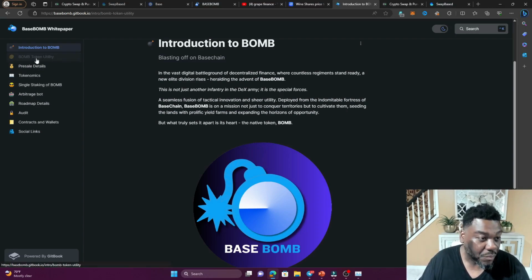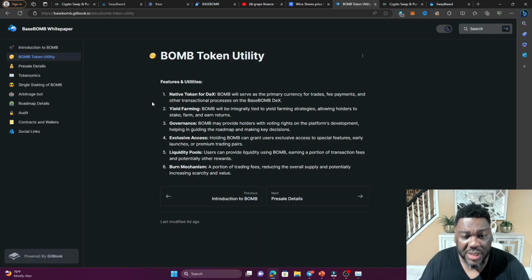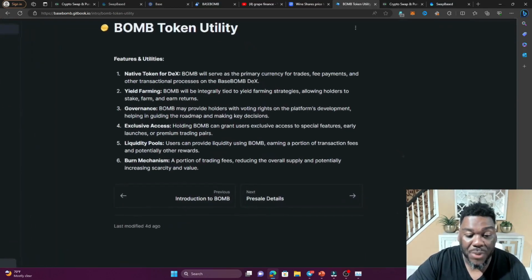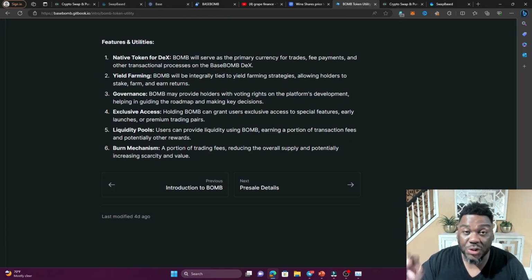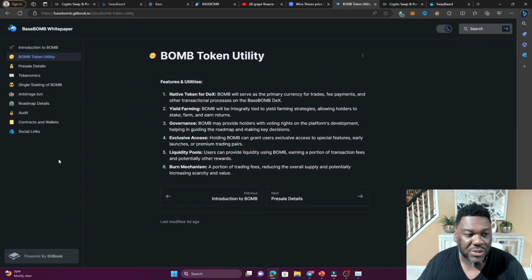But anyway, Bomb Token utility. The Bomb Token is going to be the native token for the DEX, so obviously the primary token for all the trades, fee payments, and other transactional processes on the Base Bomb DEX. You're going to have some yield farming, some liquidity pools, governance when you hold the Bomb, exclusive access and stuff like that. And I love this right here, which is the burn mechanism. A portion of the trading fees is going to be allocated to burn the Bomb Token.